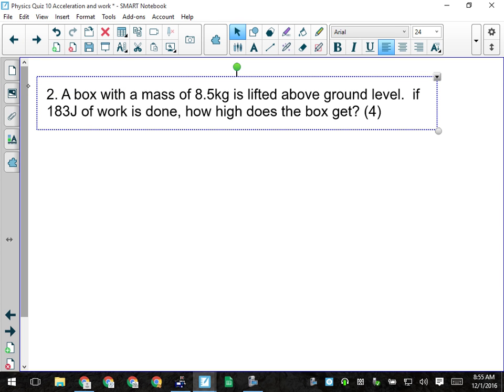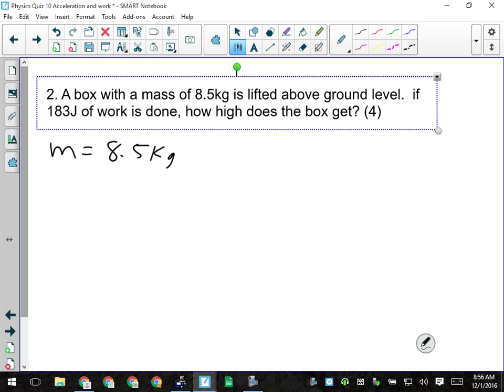In this question, we have a box that has a mass of 8.5 kilograms, so we know what M is, 8.5 kilograms, which tells you it's not an acceleration question, because you never get mass in an acceleration question. The box is lifted above ground level. If 183 joules of work is done, how high does the box get? What's my initial height? 0. So there's what I have.